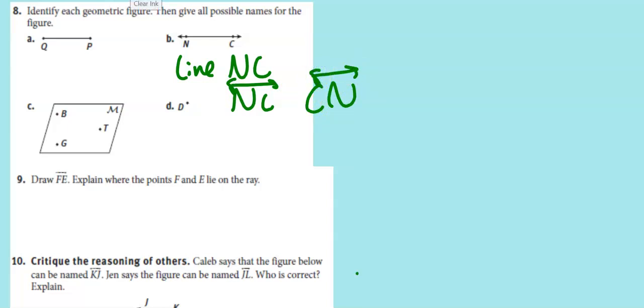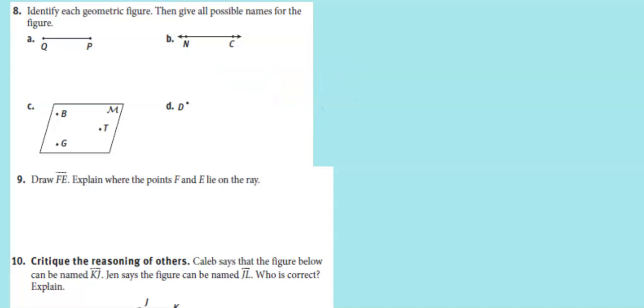Letter C, I have to pick 3 points, so we can call it plane BTG. I could do BGT. I could list a bunch of different orders as long as I pick 3 points, or plane, I'm sorry, got a little sloppy there. Plane M, the 1 capital cursive letter. D is simply just point D.